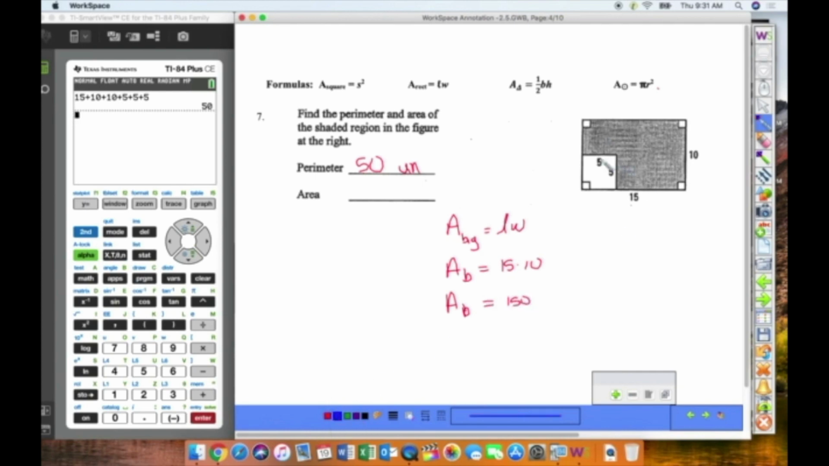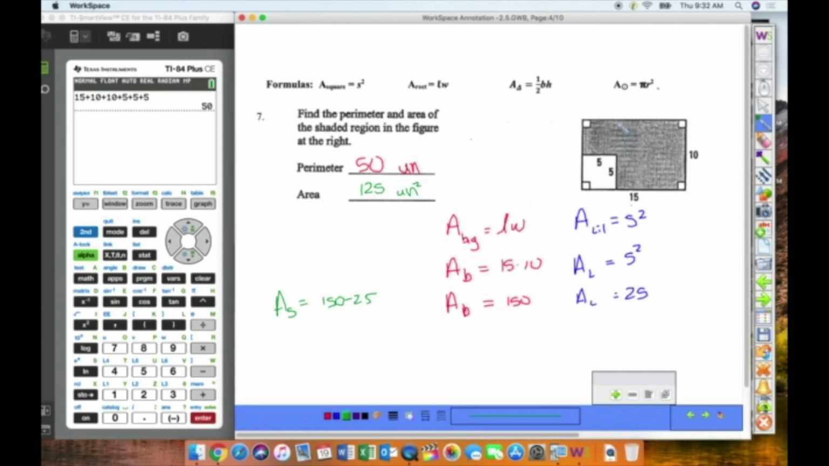Then, since I want to find the area of the little guy, I'll do area of the little. That's a square, so side squared. Area of the little is 5 squared, which is 25. And to find the area of the shaded region now, don't we need to take the area of the big guy and take away the area of the little guy? So the area of the shaded would be 150 minus 25, which is 125 units squared.